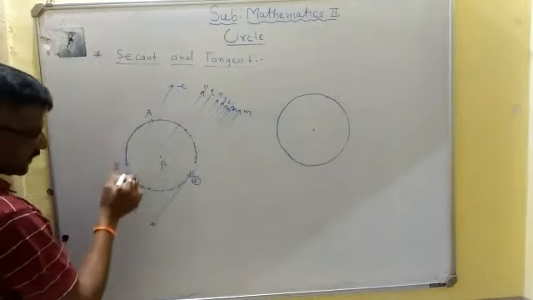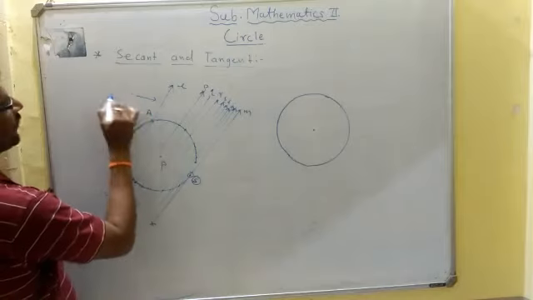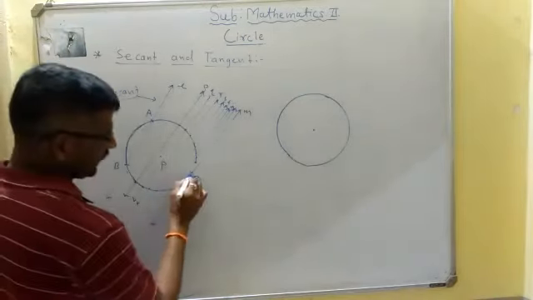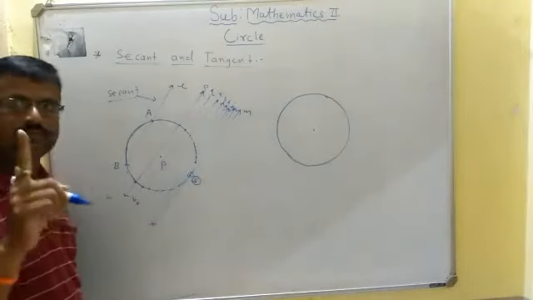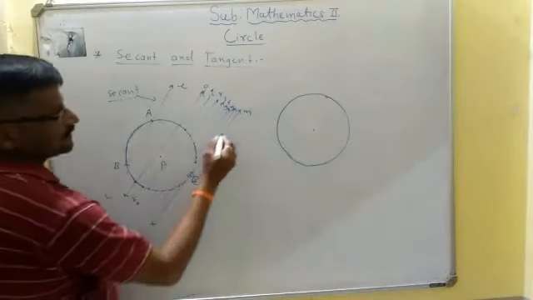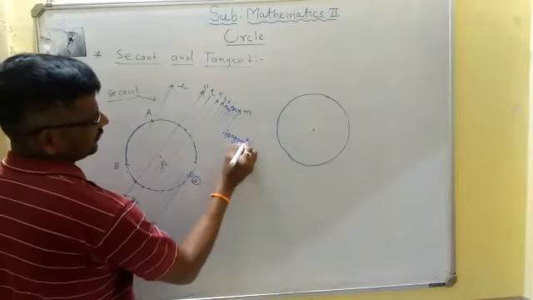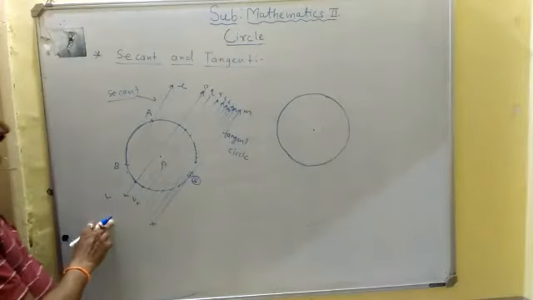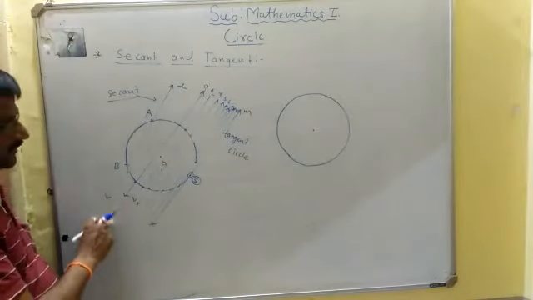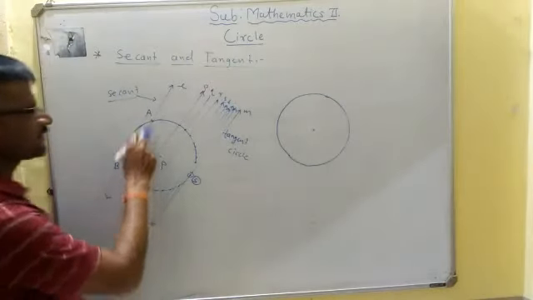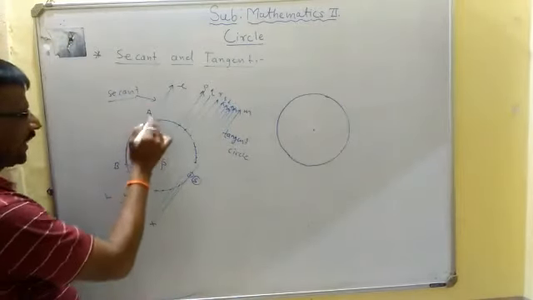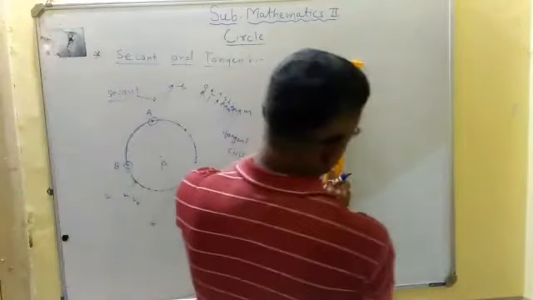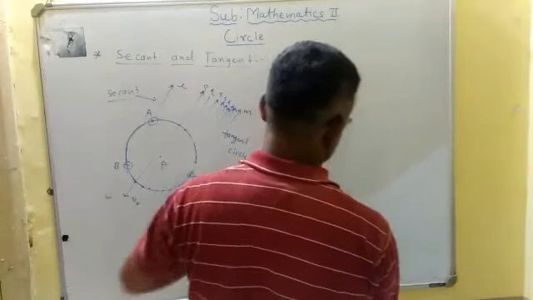The line intersecting the circle at two distinct points is known as a secant of a circle, and if the line and circle have only one point in common, then that line is known as the tangent of a circle. That means the secant and circle have two points in common, and the tangent and circle have just one point in common.